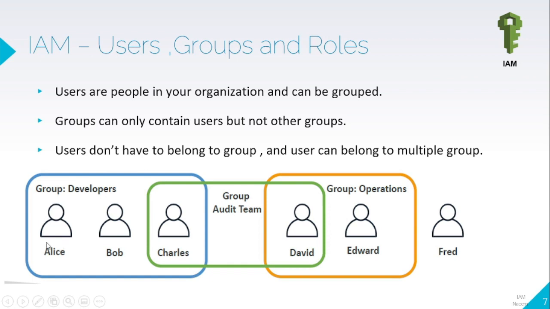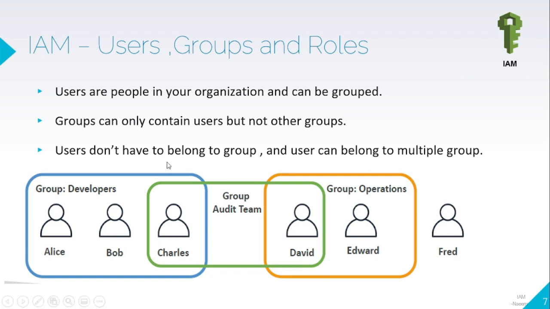So I am going to group Alice, Bob and Charles in one group, and the reason for grouping them is because they are all developers. Since Alice, Bob and Charles, all 3 are developers, I am grouping them as a developers team or a group of developers. Similarly, David and Edward are a group of operations.